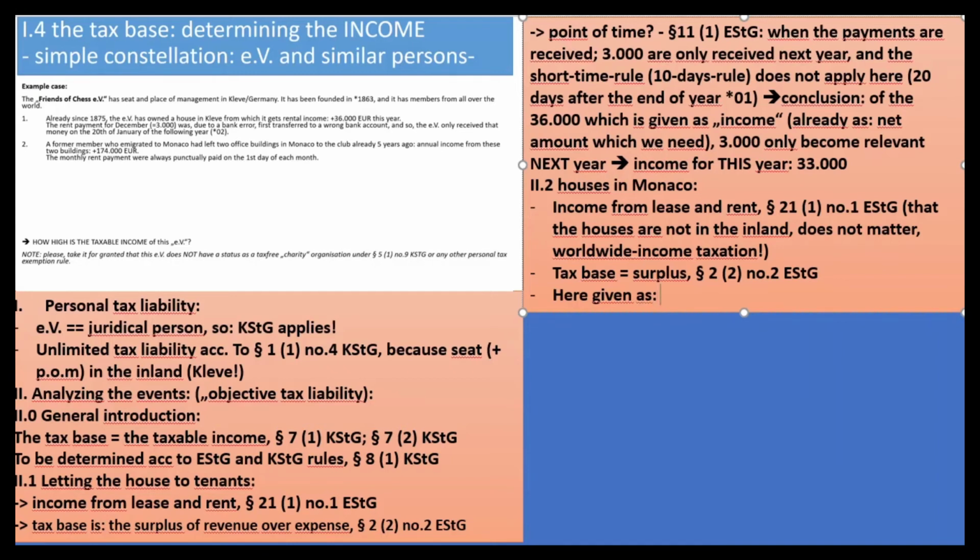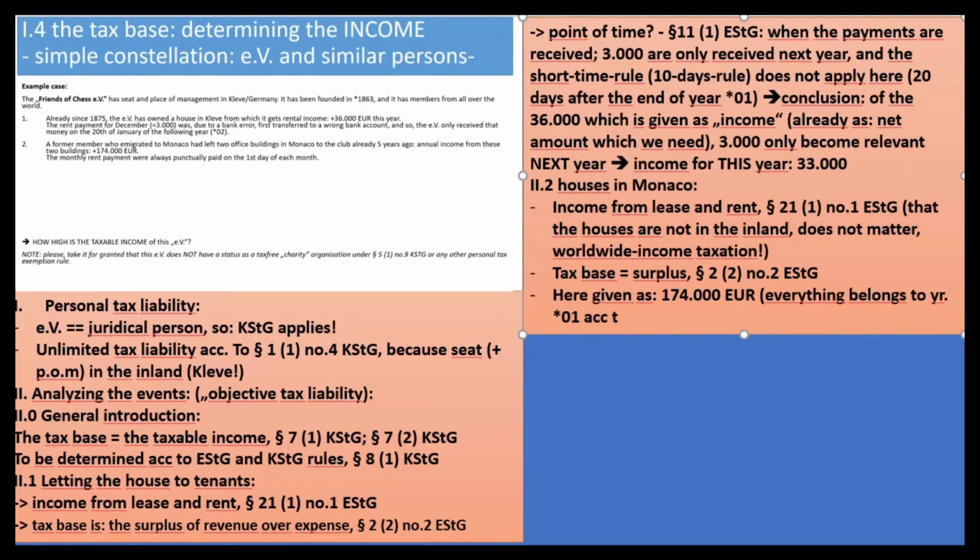Here is the income already given, and we don't have to make any modifications under paragraph 11 because it's not necessary. We don't have any deviating points of time of payment. So everything belongs to year 01 according to paragraph 11 ESTG. As we thought about it, we could also make a note and write on that.